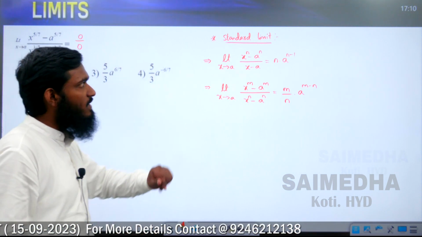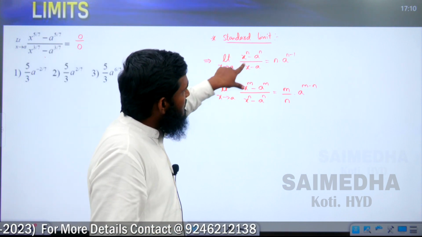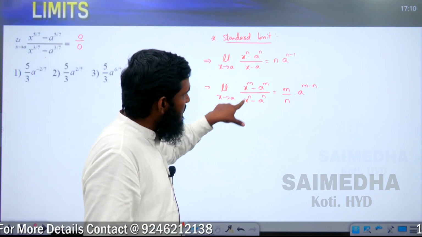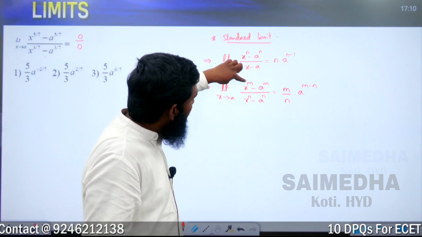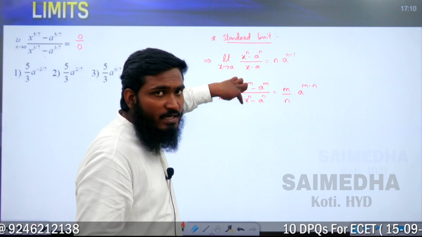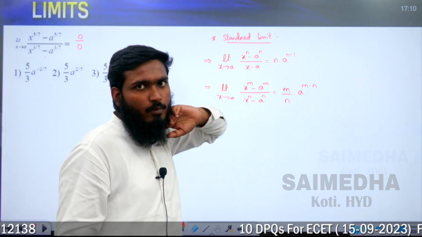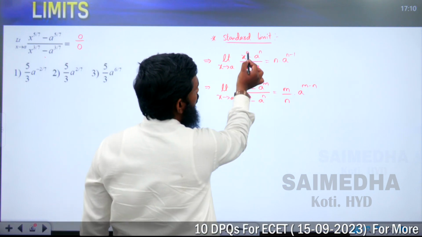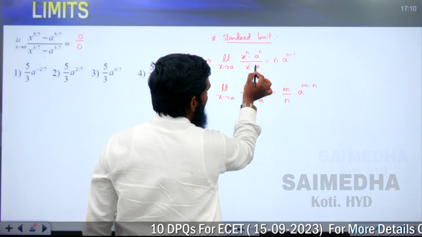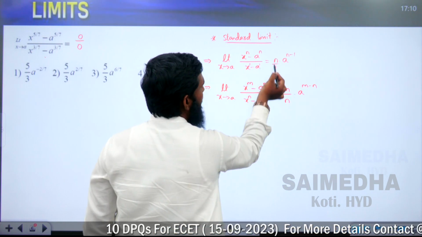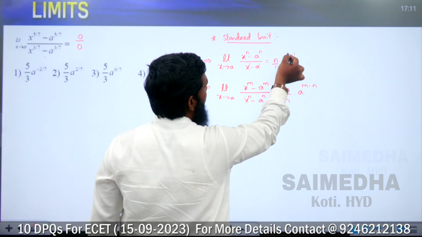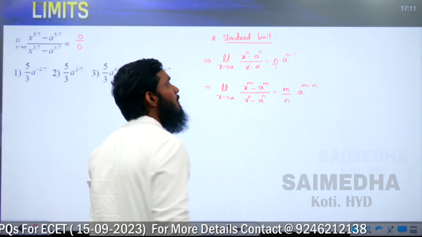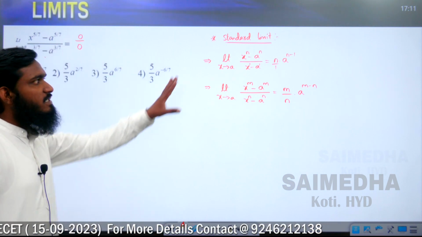Now listen carefully. What is the concept? x minus a should be the same, and the powers of the numerator and the powers of the denominator should be the same. Then we can apply this formula. First we write numerator power over denominator power. What is the power over here? 1. So divided by 1, n by 1. Numerator power, denominator power, then a to the power numerator minus denominator. Like that we are using.